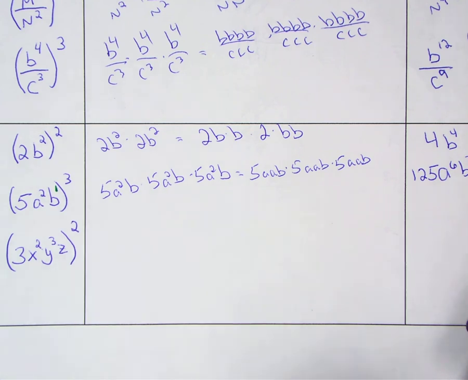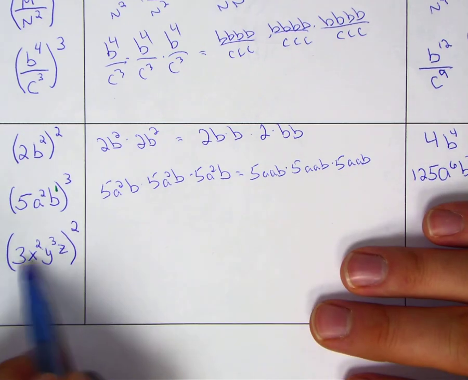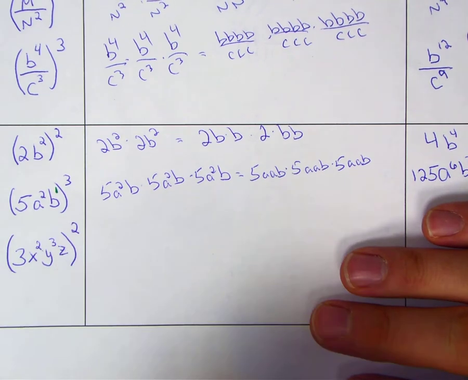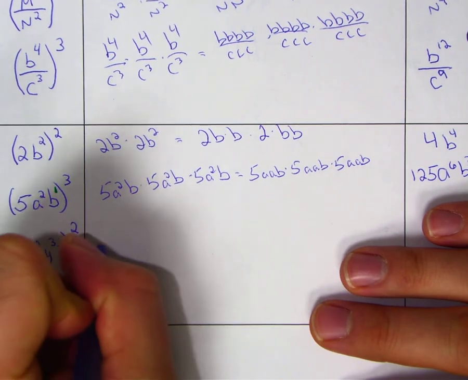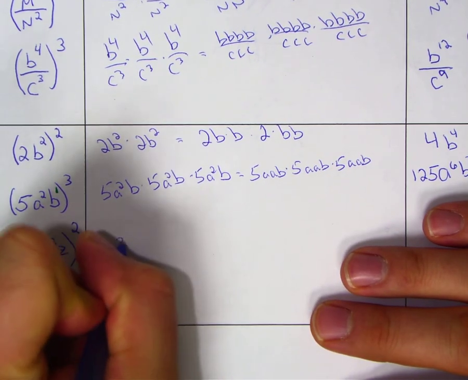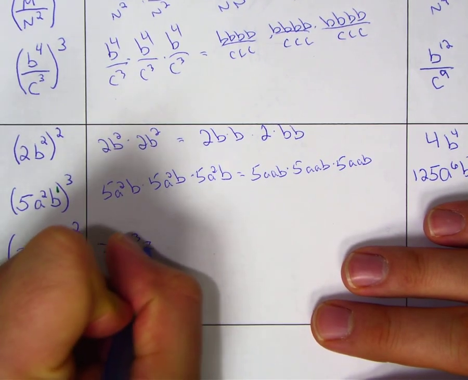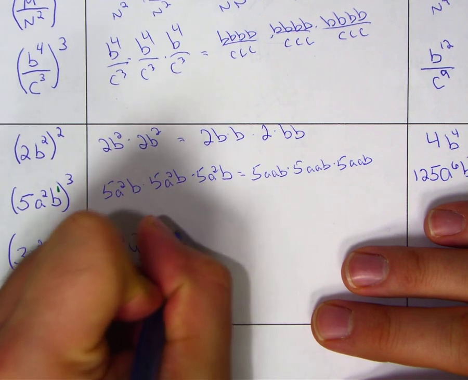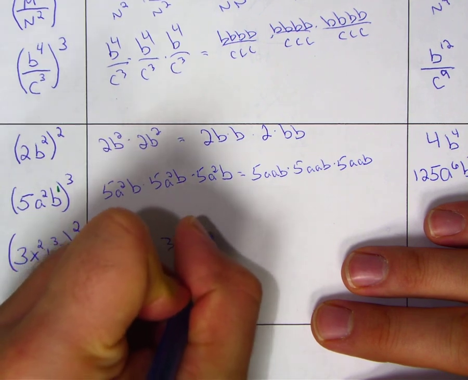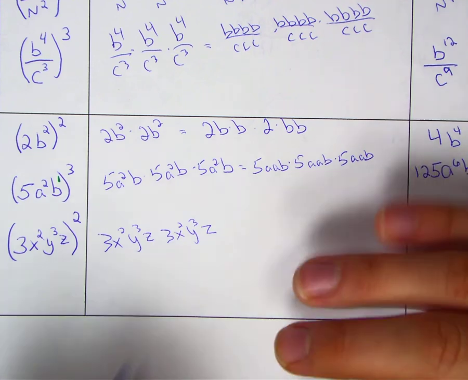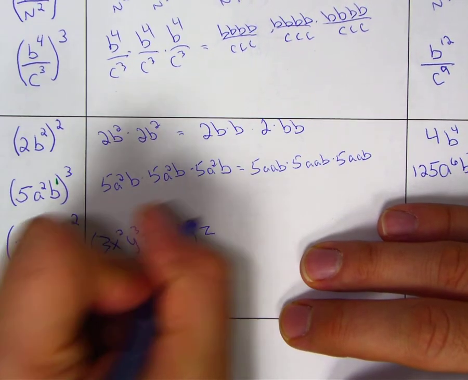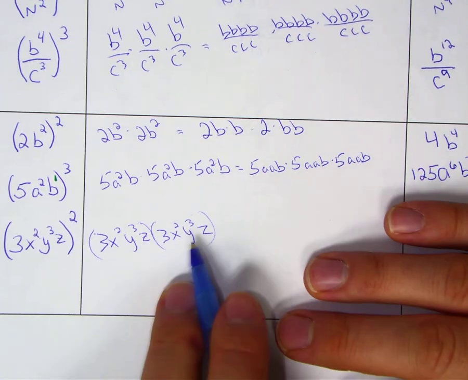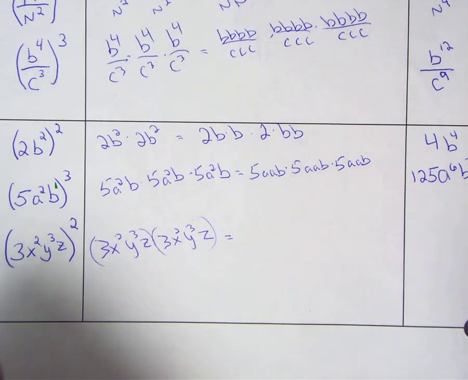All right, last one that we're going to do together real quick is 3x squared y cubed z, all to the second power. So I'm going to write that out. So 3x squared y cubed z, and then that's 3x squared y cubed z. All right, so we've only got 2 of them. I can put them in parentheses, or I can just put a dot between them so I can see that I've got the 2 there. And now I'm going to write them out in expanded form.